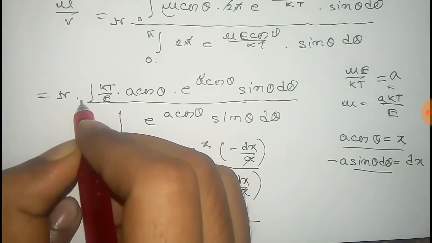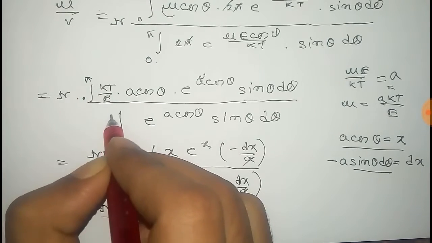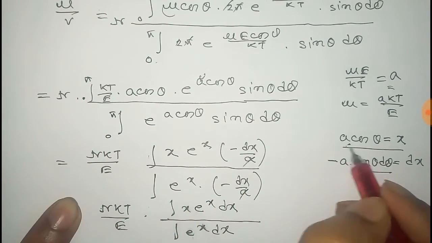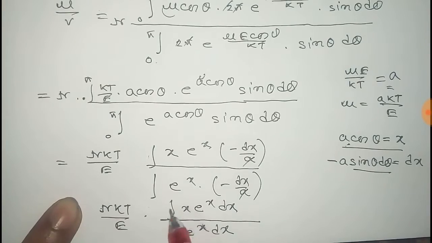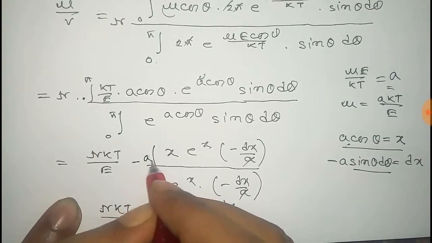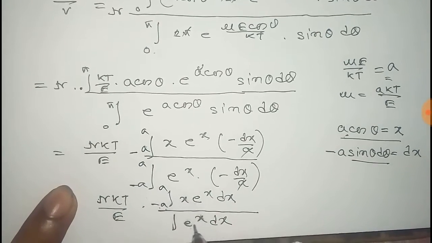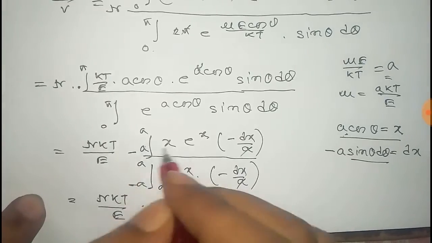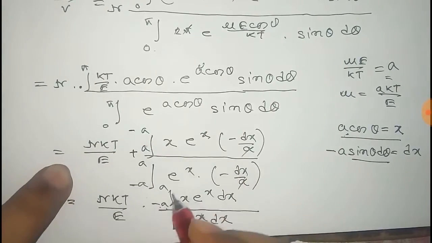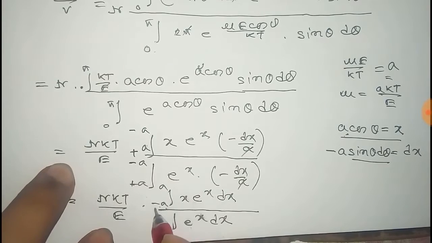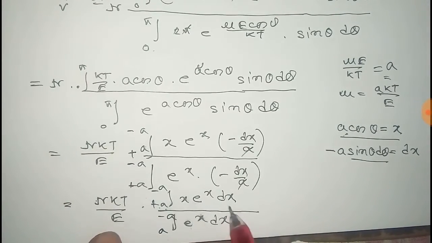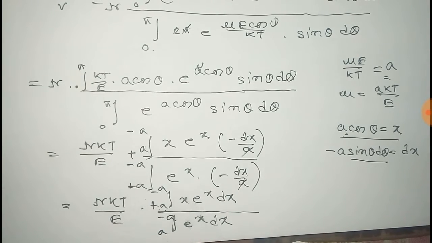Now we have to change the limit. The limit was 0 to pi in that case. Now the limit will be changed due to this consideration. Sorry, there is a mistake, the limit will be changed to plus a to minus a, and that is also plus a to minus a. Okay, that's all right.